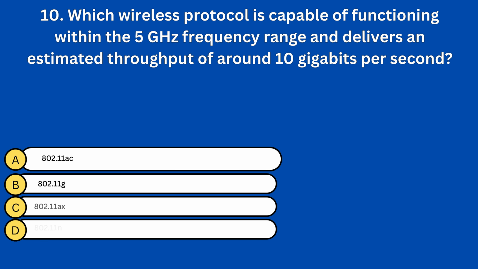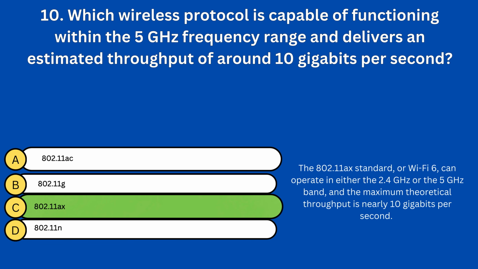Which wireless protocol is capable of functioning within the 5 GHz frequency range and delivers an estimated throughput of around 10 gigabits per second? 802.11ac, 802.11g, 802.11ax, 802.11n.